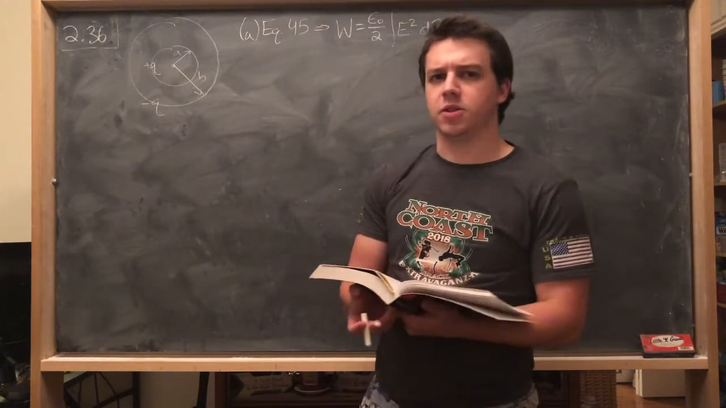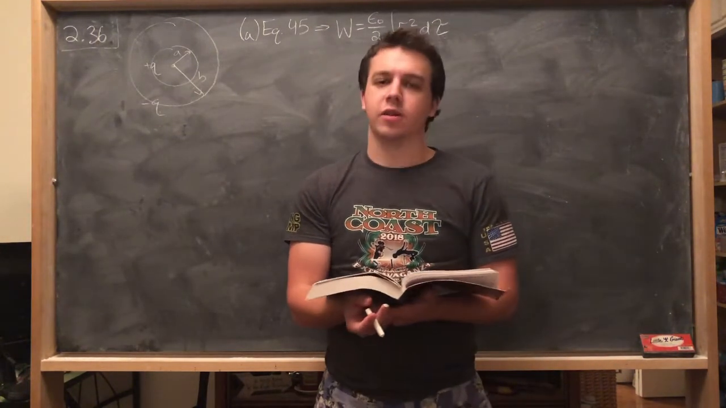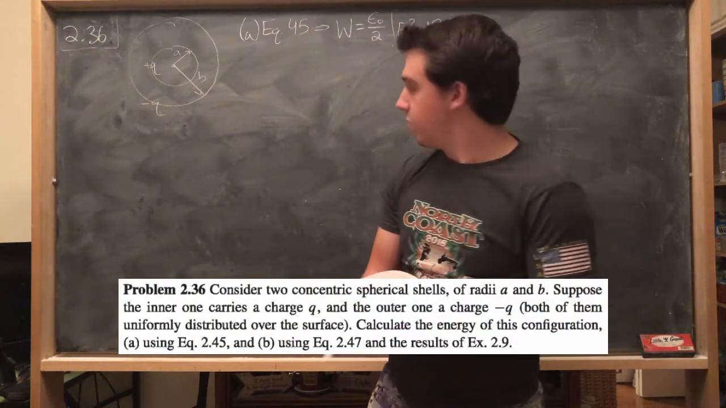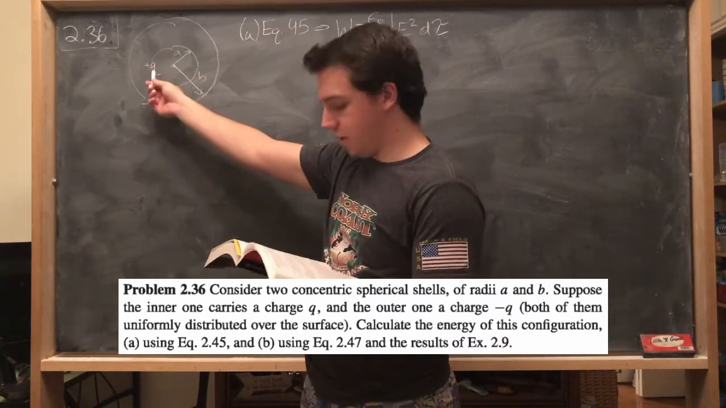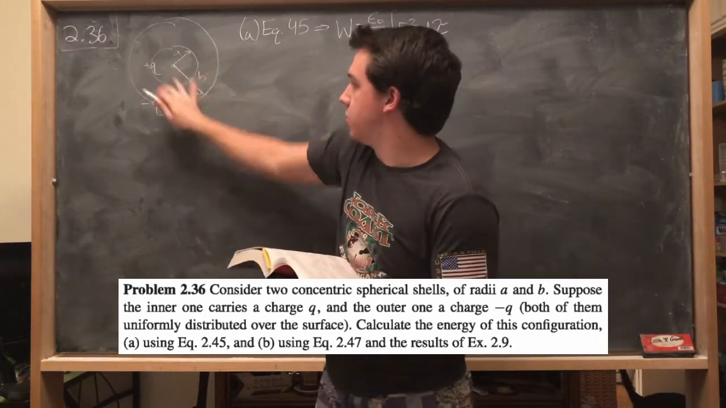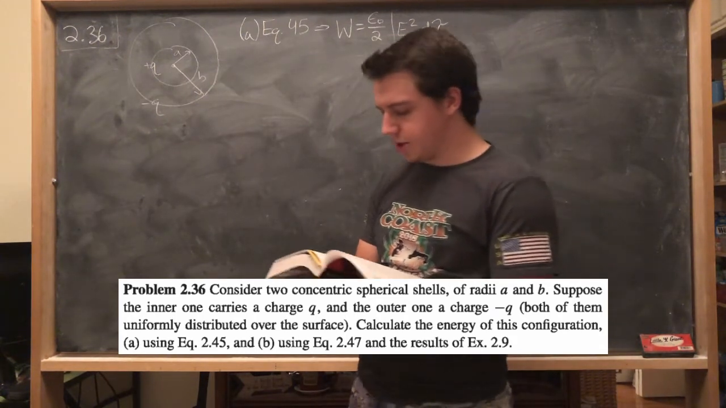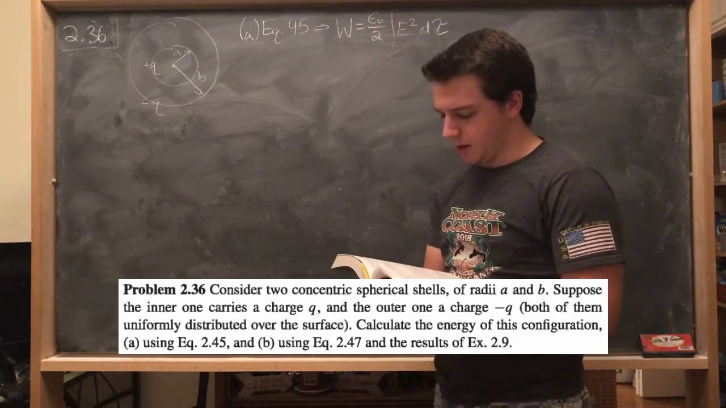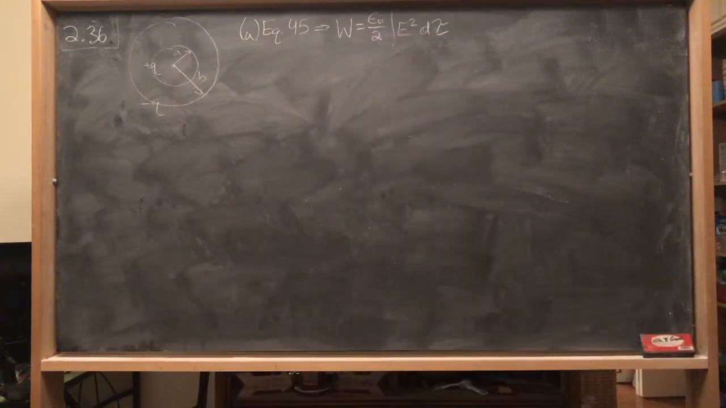Specifically, what we're going to be doing is problem 2.36 in Griffiths E&M, which asks us to consider two concentric spherical shells of radii A and B. Suppose the inner one carries a charge Q, and the outer one a charge negative Q, both of them uniformly distributed over the surface. Calculate the energy of this configuration, A using equation 45, which I've written here, and then B using equation 47, and the result of example 9.